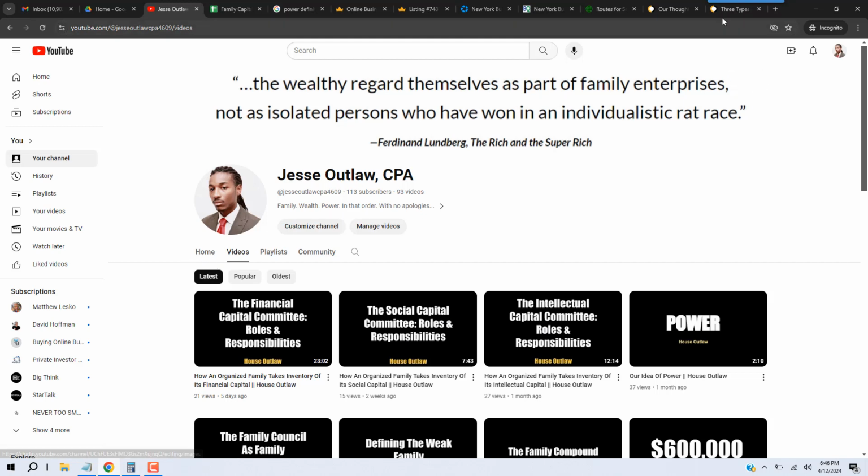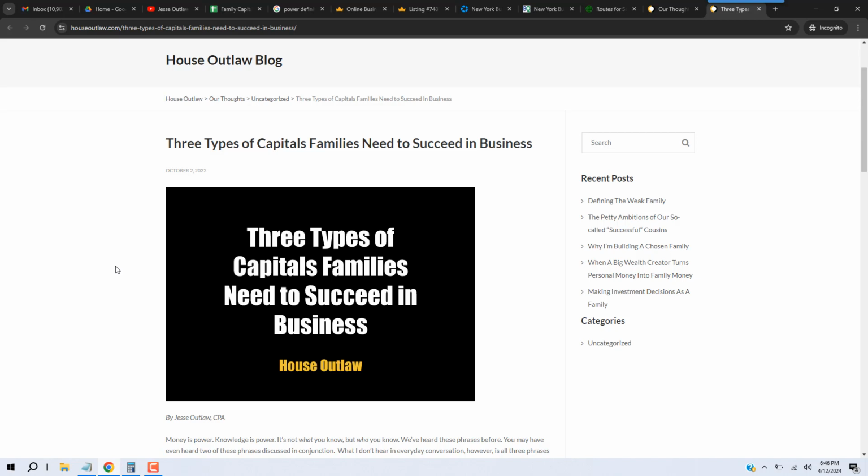In addition to that, I have also written an article, the three types of capital. This S should not be there; it should be capital. The three types of capital families need to succeed in business.